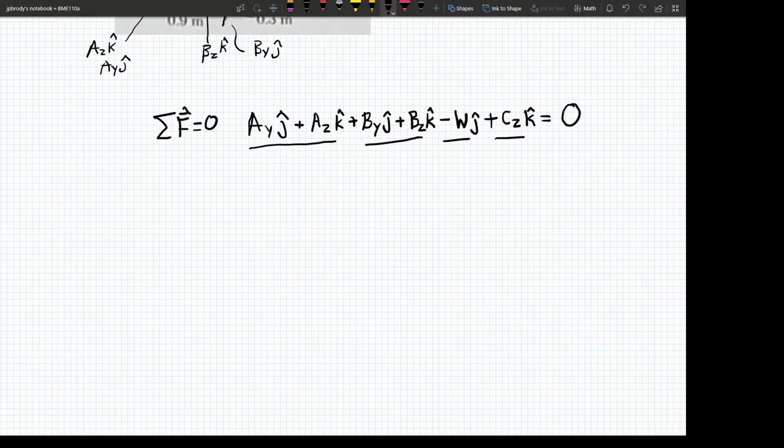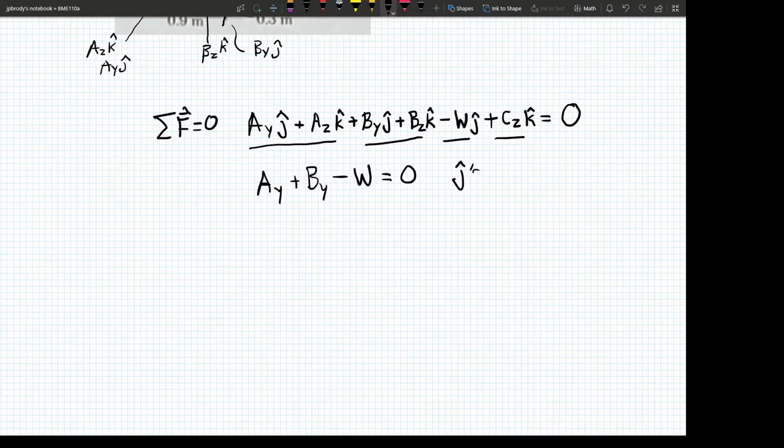Now, what do we do here? Now we just collect the things. So we need all the j hats to equal 0, and all the k hats to equal 0. You can see there's no i hat forces. So what do we have? I'm just going to do the j hats first. A sub y j hat plus B sub y j hat minus W j hat equals 0.